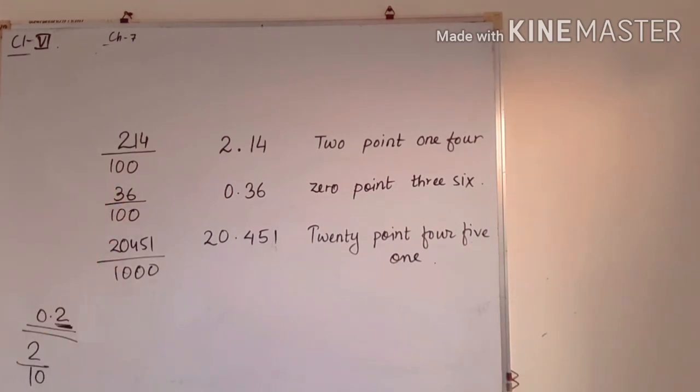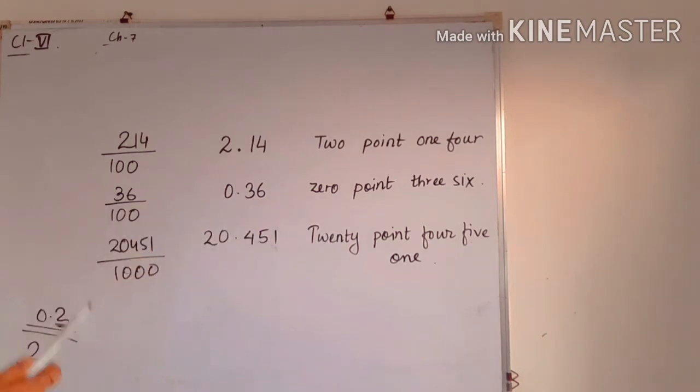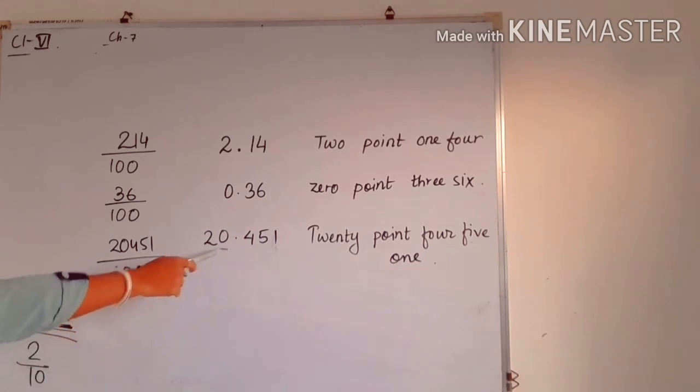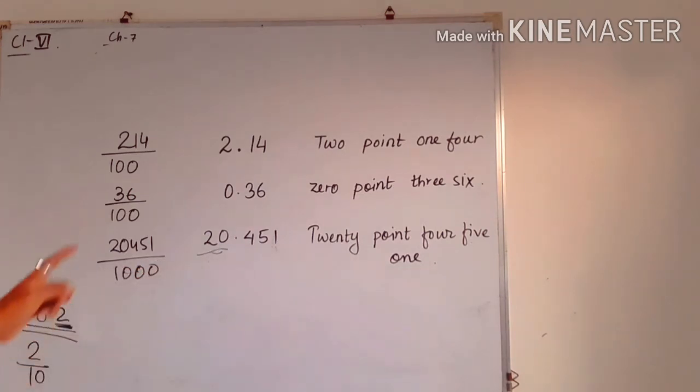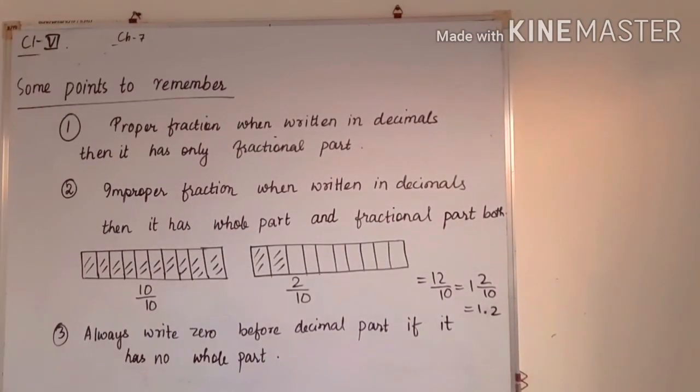Now how to read it? See, 2.14: the first one will be read as 2.14. Don't read it as fourteen, because 14 is the fractional part, not a whole part. After the decimal point we have to read the digits individually. Similarly, this will be 0.36. For the third one, before the decimal we have the whole part, so we read it as 20.451. There are some points you have to remember about decimal numbers.